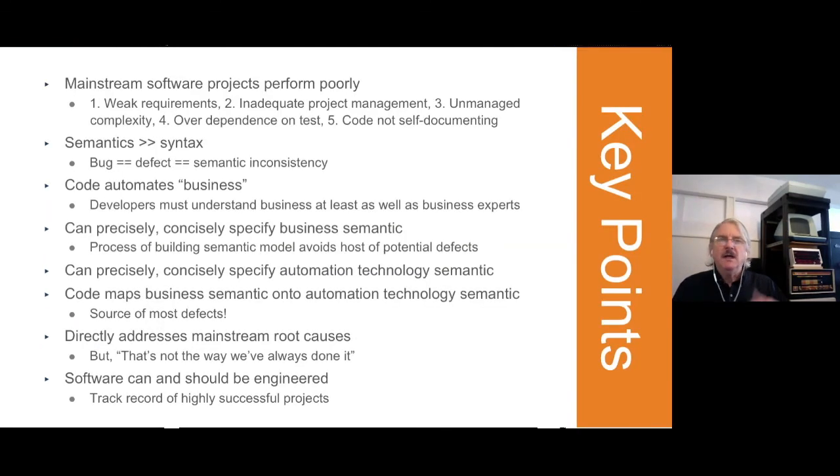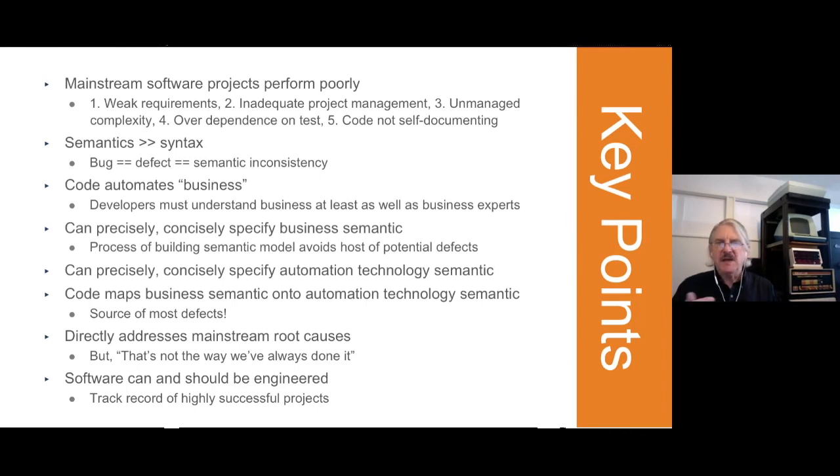Okay, so key points. Software projects perform poorly, those five problems that we talk about, and semantic modeling allows me to solve four of those five problems. Semantics are much more important than syntax. What you call a bug, what I call a defect, is in fact simply a semantic inconsistency. We need to be paying attention to semantics. Code automates a business. I have to understand that business at least as well as the business domain experts. I can precisely, concisely specify that semantic, and the process of building the semantic model avoids a whole host of potential defects. I can precisely, concisely specify the technology semantic.